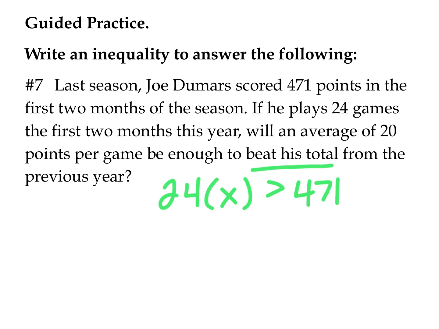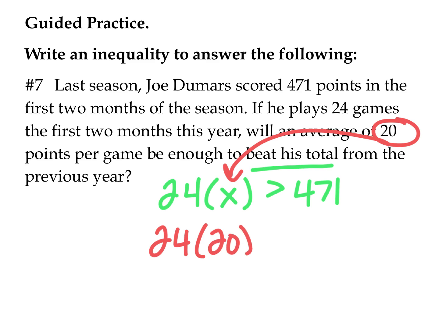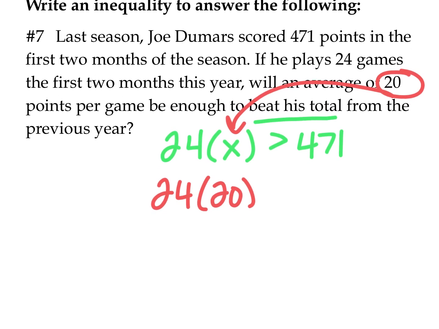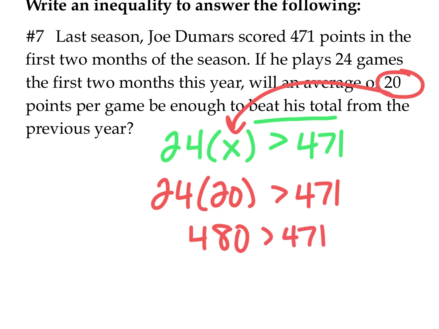And in this case, we can take the 20 and plug it in here for x. In 24 games, if he scores 20 points a game, we want to see if that's going to come out to be greater than 471. So 24 times 20 is 480, greater than 471. Yes, so he would know that if he averages 20 points per game in those 24 games, he'll have more points than he did at that same point the season before. All right, so we can write the inequality there.